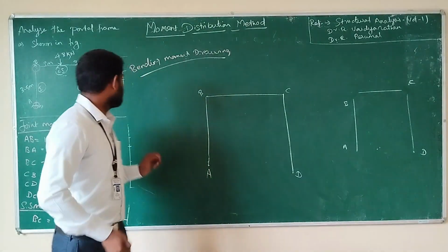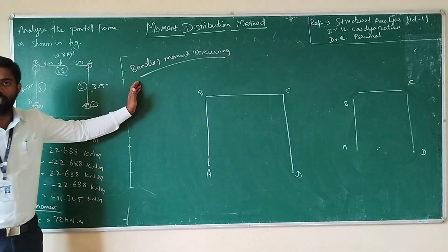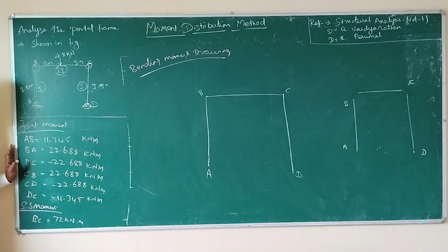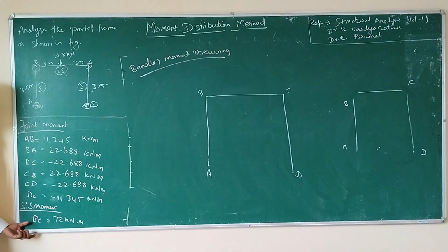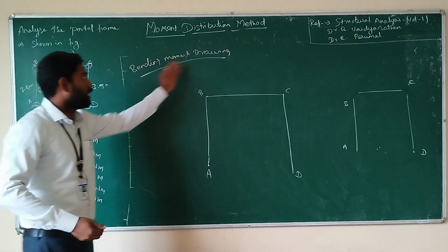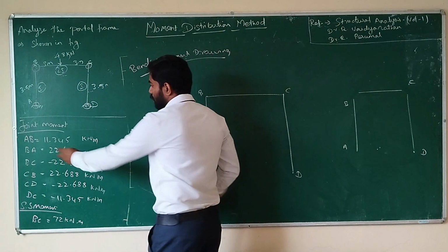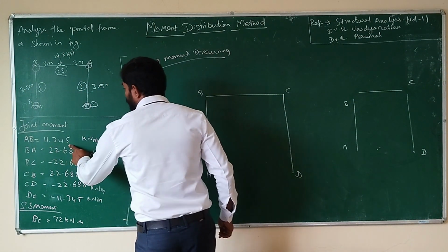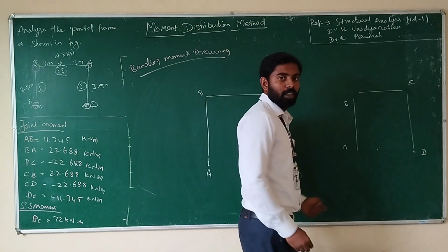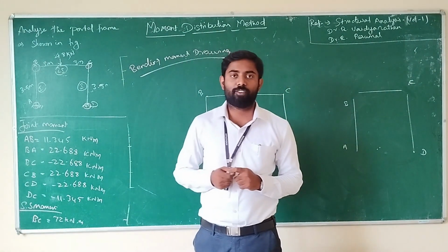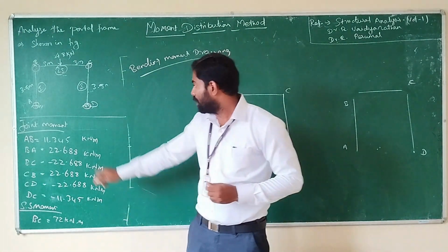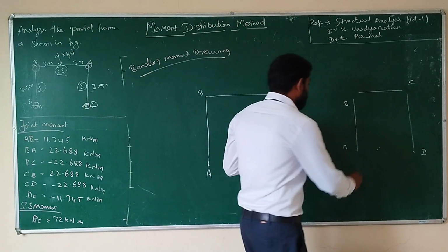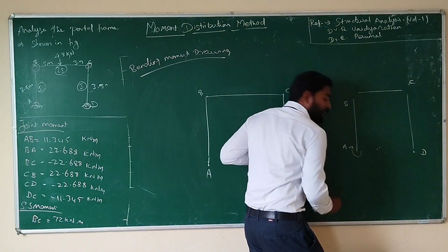The next step is the bending moment drawing. I have taken all the joint moments calculated from the moment distribution table, and also the simply supported moment that I have listed here. With this, I am going to draw the bending moment diagram. First, you can see that AB is positive 11.345. A positive moment we take as clockwise, and a negative moment as anti-clockwise. So AB is positive, and I am going with the clockwise direction.